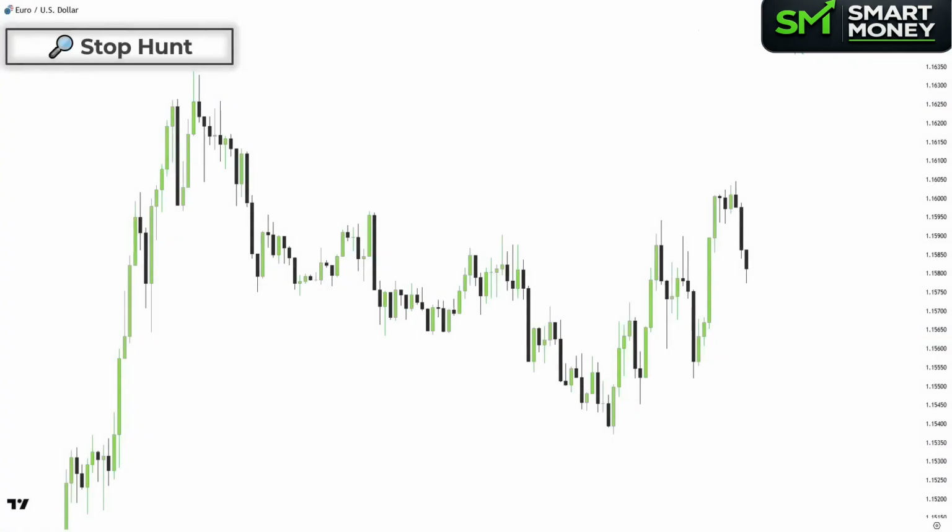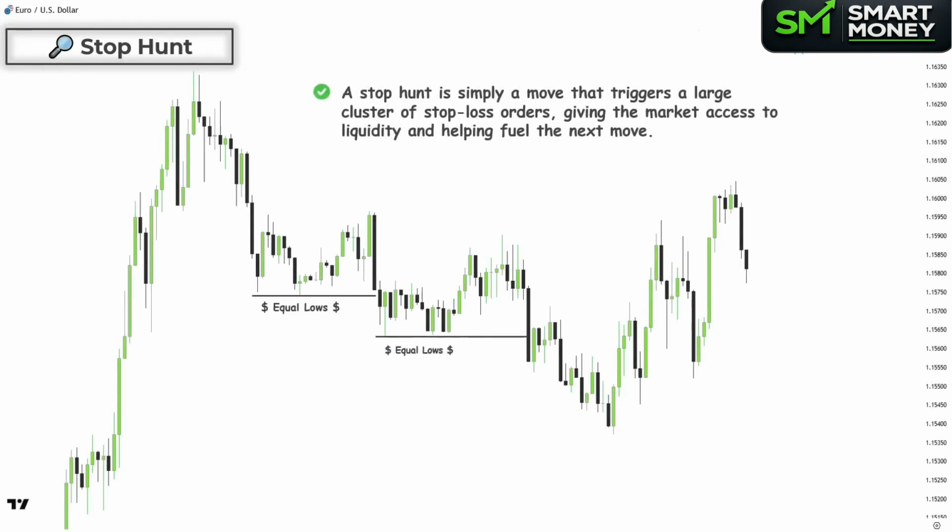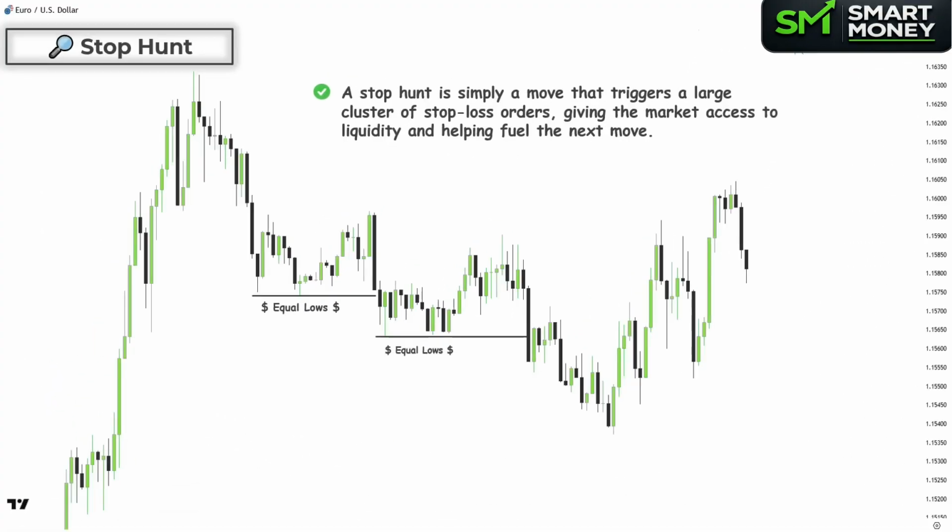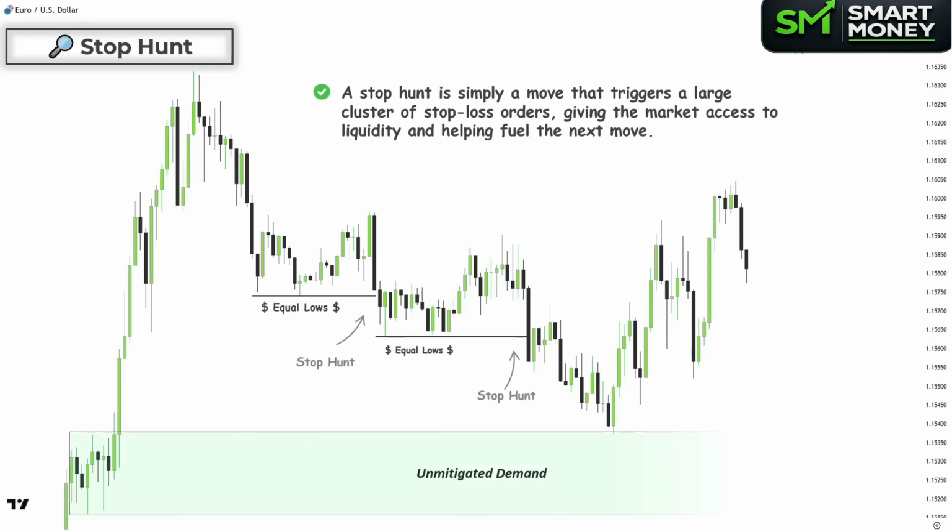Now, let's move to the stop hunt. This is one of the most misunderstood concepts in trading. Many traders believe a stop hunt means the market is being manipulated, but that is not necessarily the case. A stop hunt is simply a move that triggers a large cluster of stop-loss orders, giving the market access to liquidity and helping fuel the next move. You will often see this happen above equal highs or below equal lows, especially before price taps into an unmitigated supply or demand zone and continues in its intended direction.